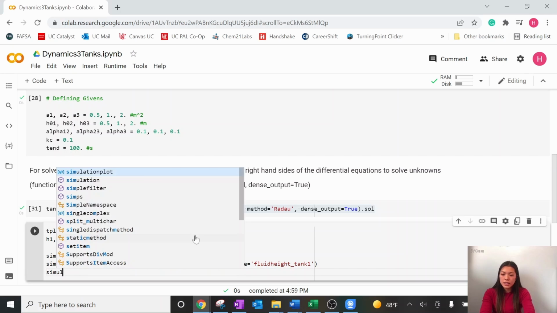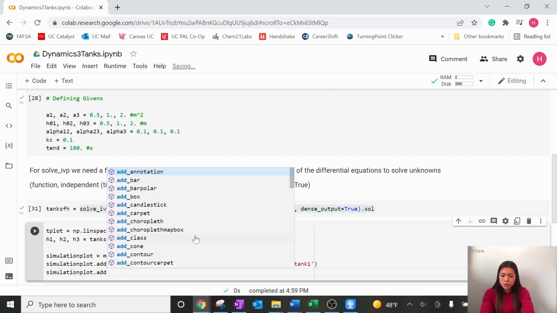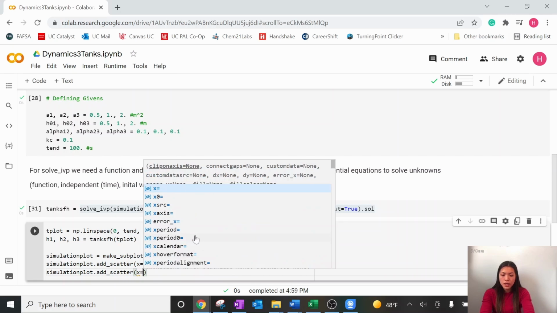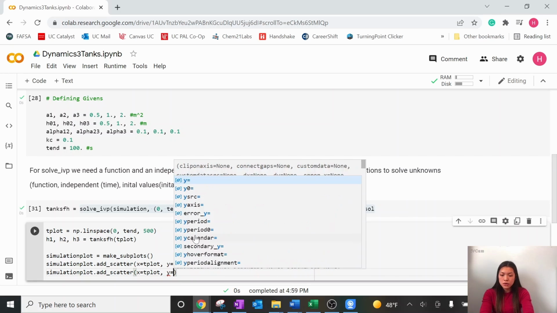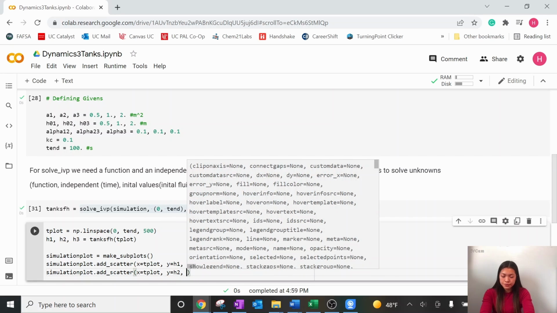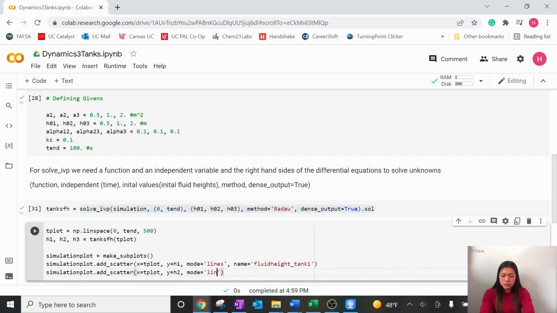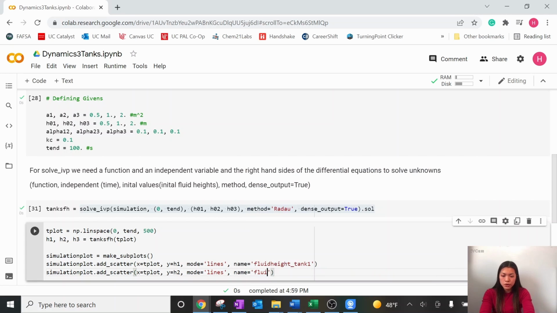And then now we need to add a second line, and on the second line we need to add the tank 2 fluid heights. So we're going to do simulation plot dot underscore scatter. The x values are going to be the t-plot values that we defined. The y values are going to be the fluid heights in tank 2. And we're also going to have this be lines again, so it's going to be one continuous line. And we are going to name this fluid heights in tank 2.